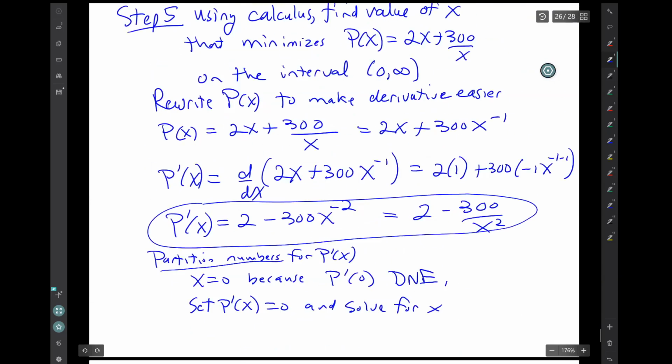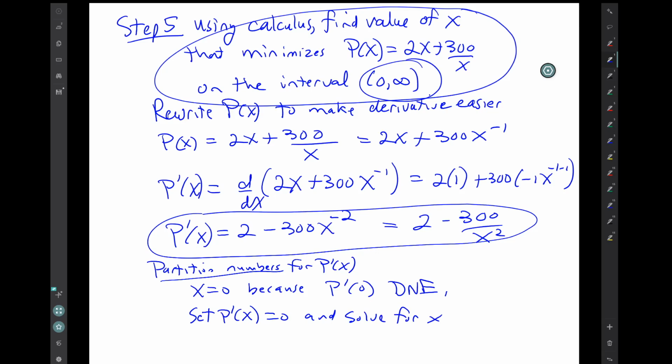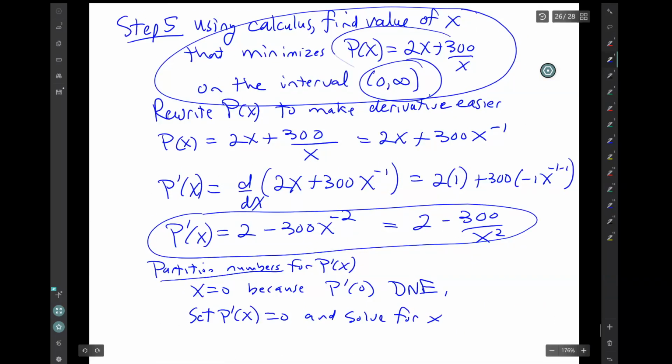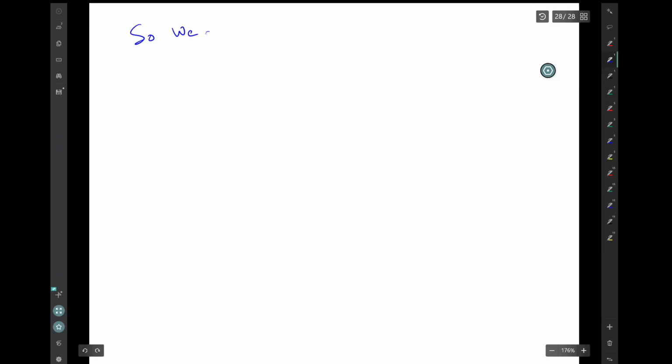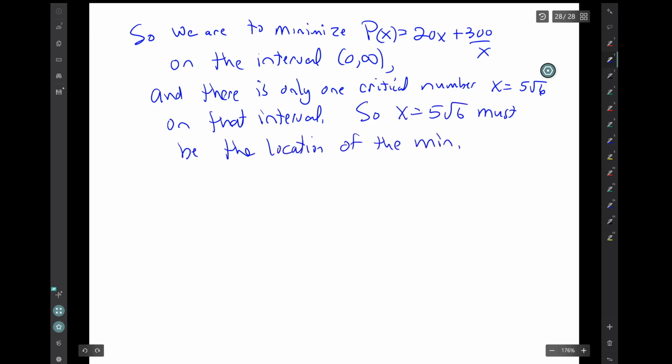So let's remember what we're supposed to be doing. We're supposed to be finding the value of x that minimizes this function on this interval, and we've found that there's exactly one critical number on that interval. It should be 5 square root of 6. Our function is P of x equals 2x plus 300 over x, and the only critical number is x equals 5 square root of 6. There's only one critical number on that interval, so that must be the location of the min.